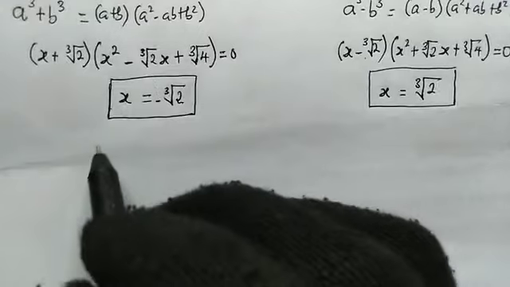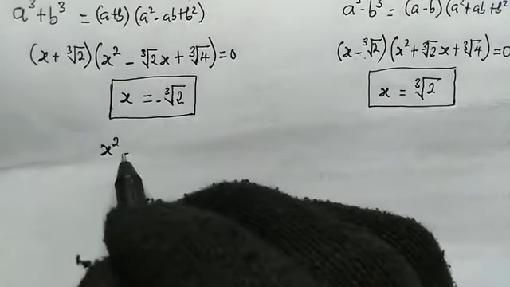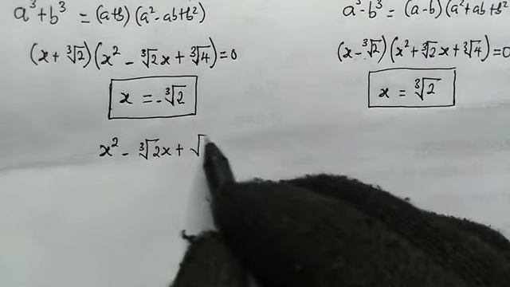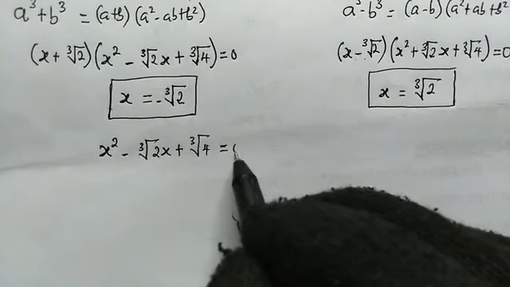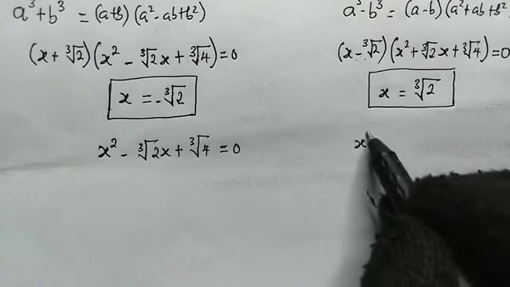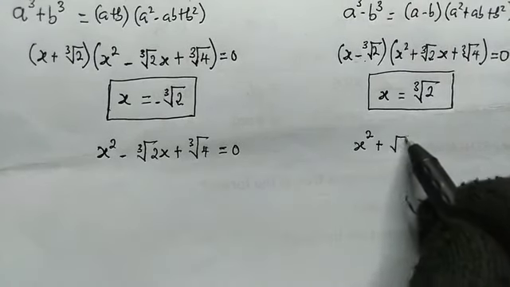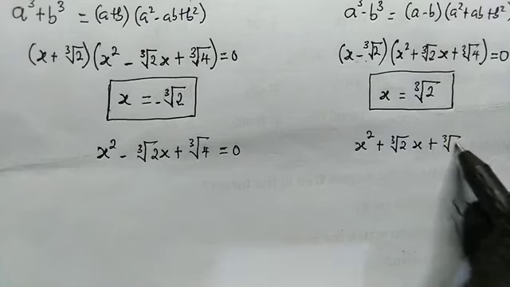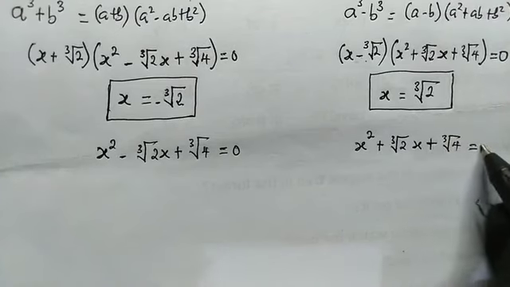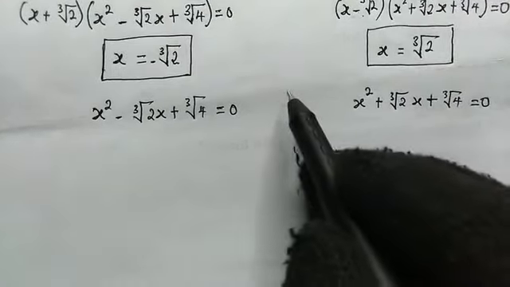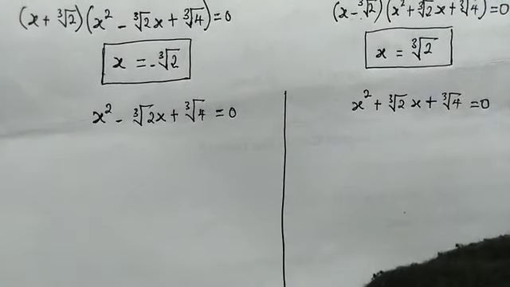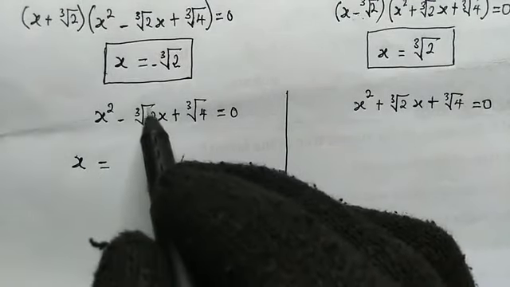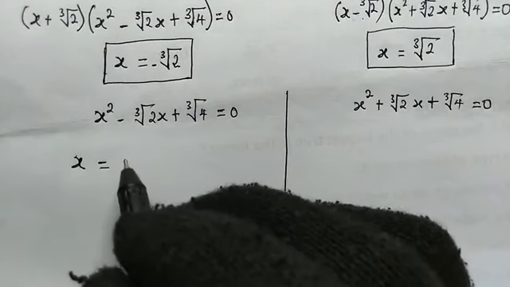Okay, now when this is equal to 0, we get x squared minus the cube root of 2 times x plus the cube root of 4. This is equal to 0. And from here, x squared plus the cube root of 2 times x plus the cube root of 4. And this is equal to 0. Okay, we're going to make use of the general quadratic formula. So we have x will be equal to negative b. Remember, b is negative, so the negative b will be positive, right?